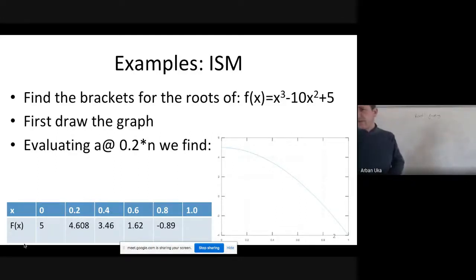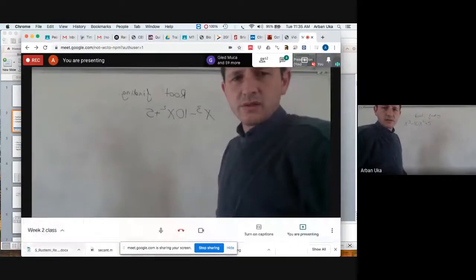So let's see an example here. Let's assume that we have a function which is x cubed minus 10x squared plus 5, and assume that we want to find the roots of this.